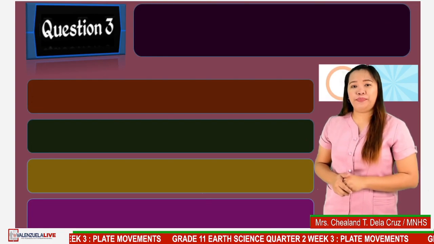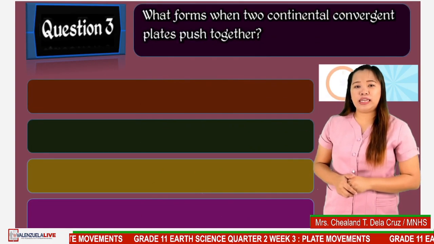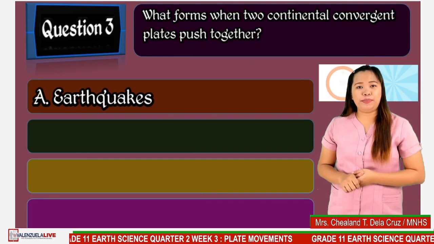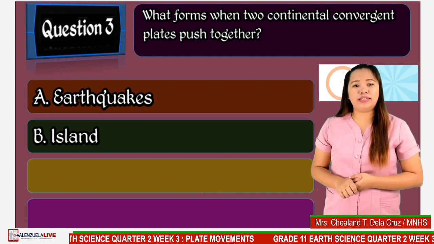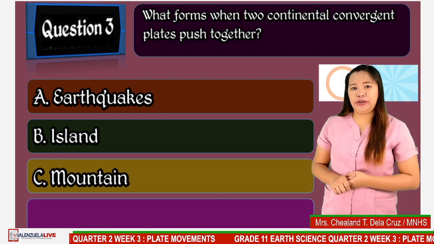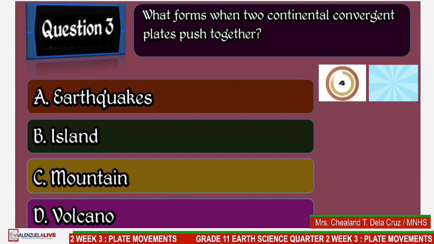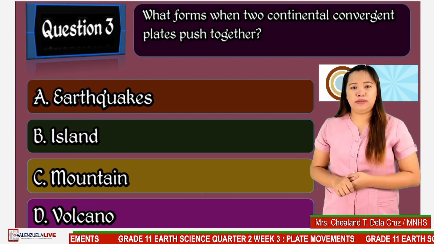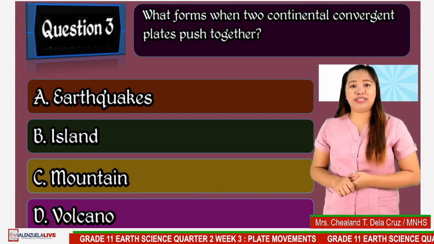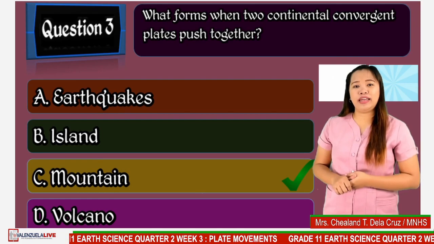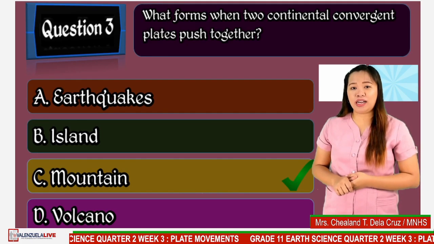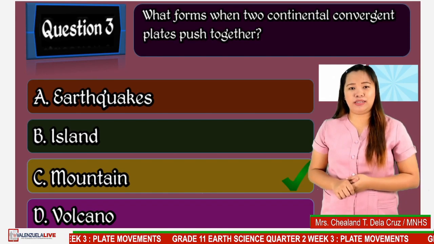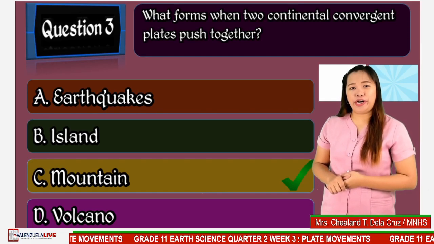Question number 3. What forms when two continental convergent plates push together? A. Earthquake. B. Island. C. Mountain. D. Volcano. The correct answer is letter C. Since converging continental plates are too buoyant to subduct, it has nowhere to go but up, which leads to the formation of mountains.